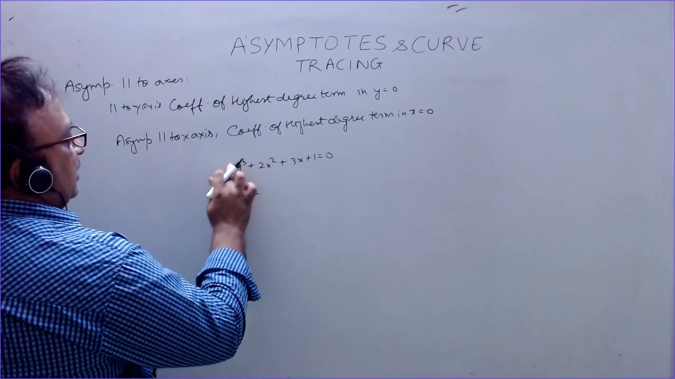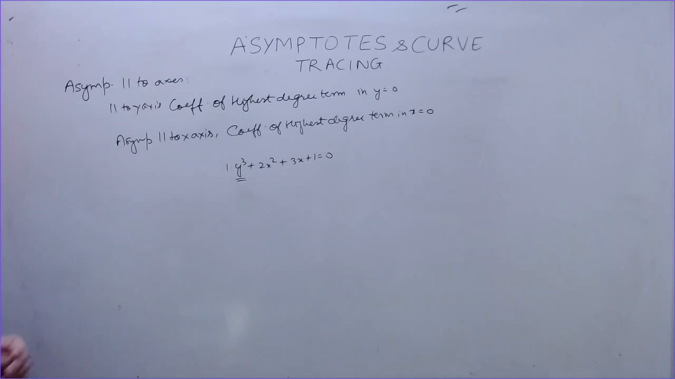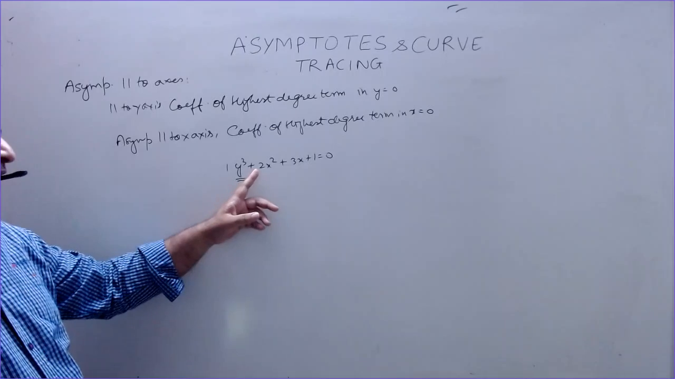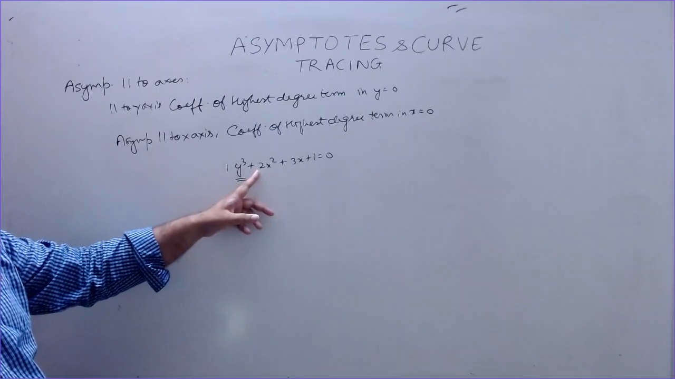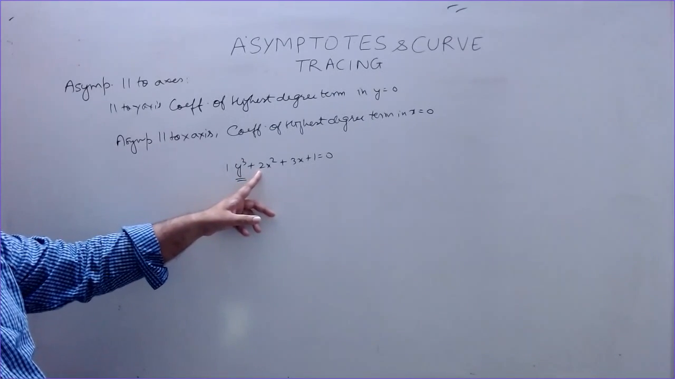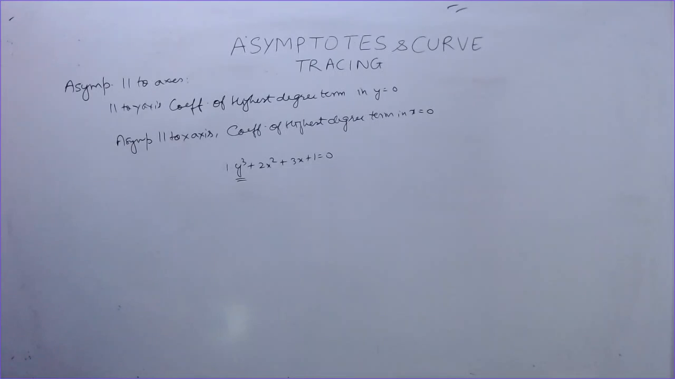So here, parallel to x-axis, highest degree term in x is x square, its coefficient is 2. This is also a constant. It means that this curve is not having asymptote parallel to x or y-axis. Now we will find asymptote to some curves.